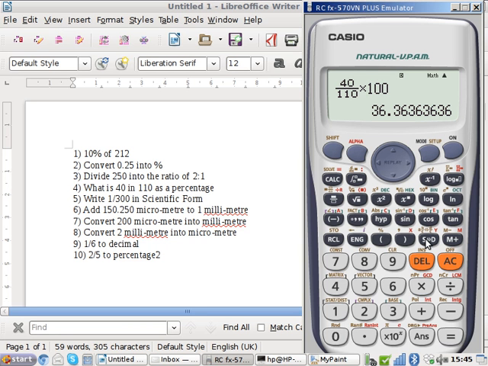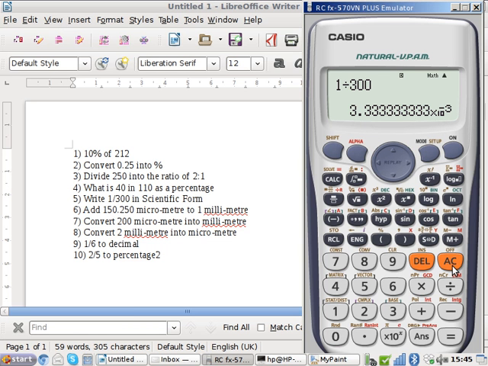Next, write 1 over 300 in scientific form. So we just hit in 1 divided by 300 on the Casio, and we get 1 over 300. If we hit the SD button a couple of times, we can get it in the scientific form, 3.33 times 10 to the minus 3.